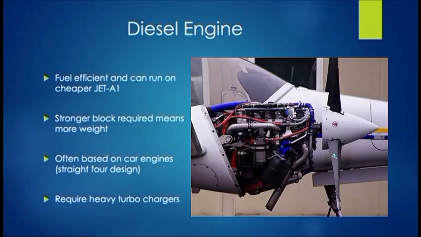So we also have diesel engines, and these are very modern engines, the way that they're produced. However, they run off diesel or, more commonly, Jet A1 fuel. The advantage of this is it's a lot cheaper to run. It's a lot cheaper fuel. It's a lot stronger as well, and they're often based off car engines, which are then adapted for aviation. However, the disadvantage is they do require heavy turbochargers to give that extra power. So they're generally a heavier engine, but they are more reliable and cheaper to run an aircraft on as well.